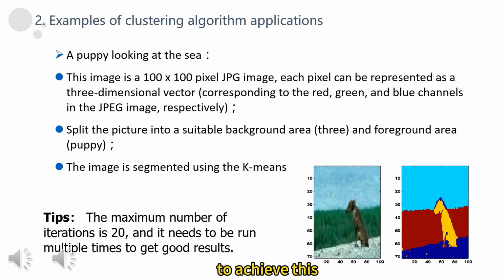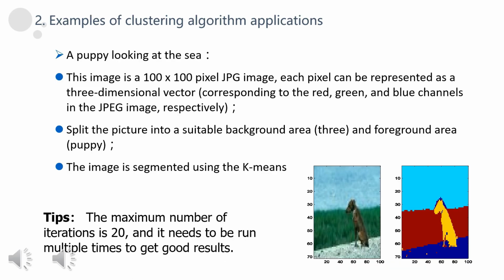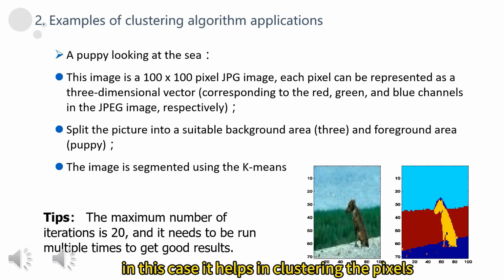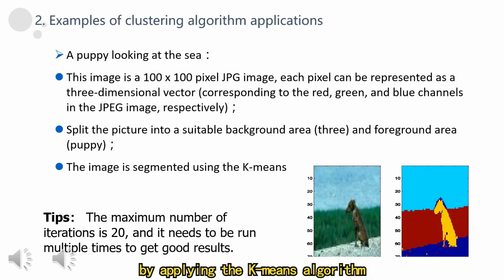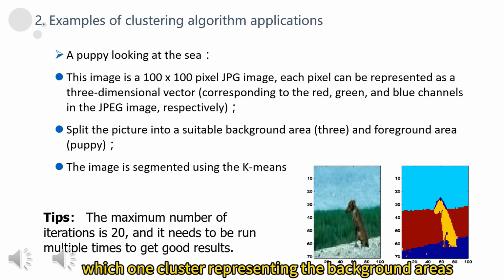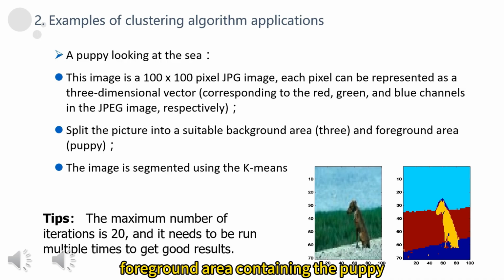To achieve this, the image is segmented using the K-means algorithm. K-means is a popular clustering algorithm that groups similar data points together. In this case, it helps in clustering the pixels based on their color values. By applying the K-means algorithm, the image can be divided into suitable clusters, with one cluster representing the background area and the other cluster representing the foreground area containing the puppy.